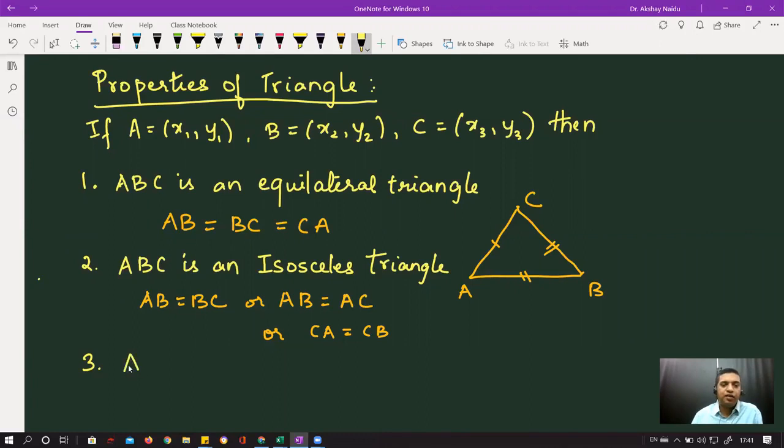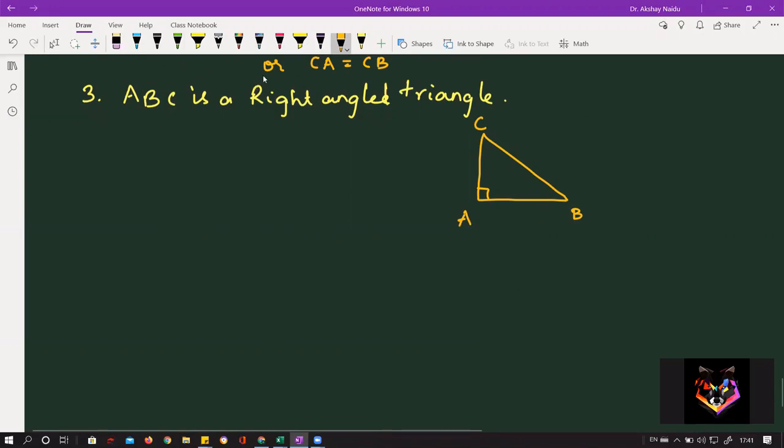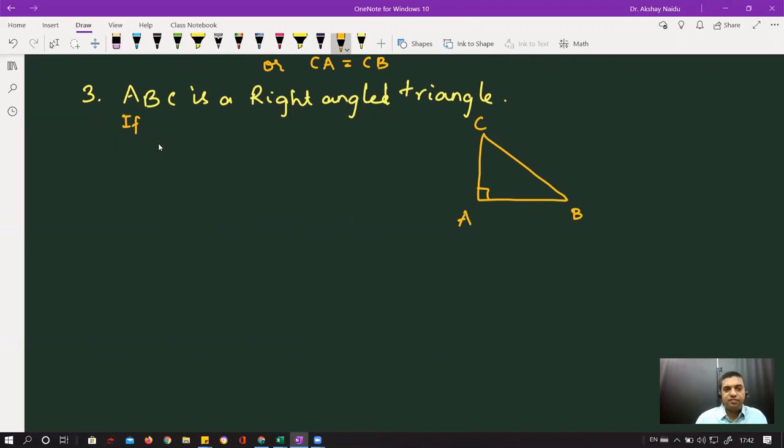Now, when will ABC be a right angled triangle? When will this be a right angled triangle? What is the property of distances and of lengths of a triangle? So when the square root of AB square plus AC square is equal to BC. Okay. So, Pythagoras theorem.